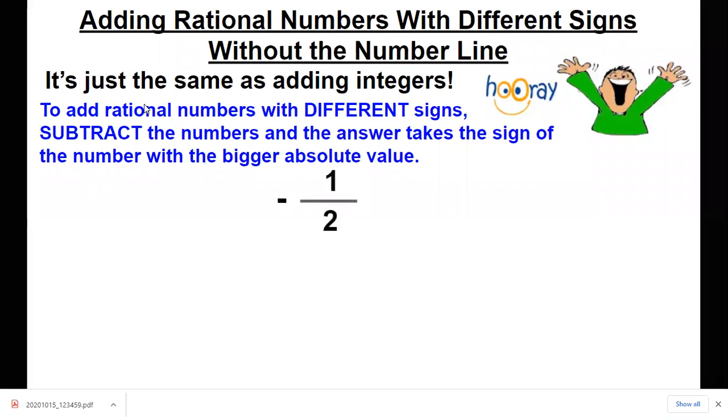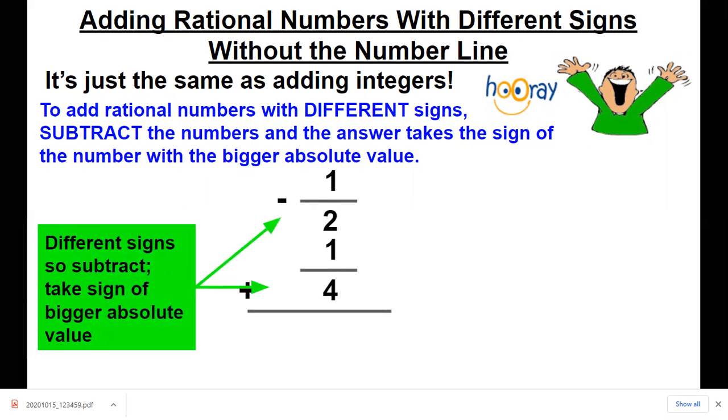So our first problem is negative 1/2 plus positive 1/4. So the first step is to get a common denominator, right? We have different signs, so we're actually going to be subtracting them, right? Different signs, subtract them. Okay, find a common denominator. We're going to use 4.